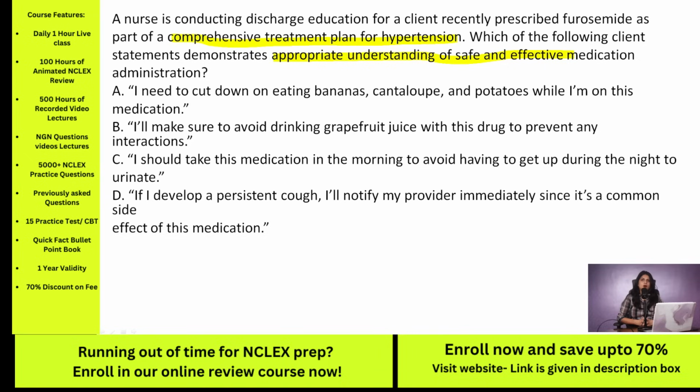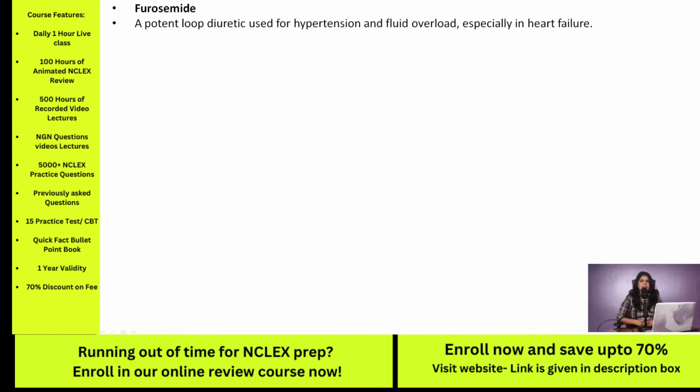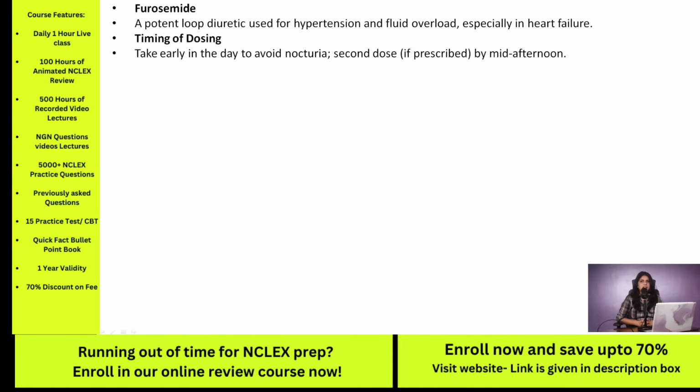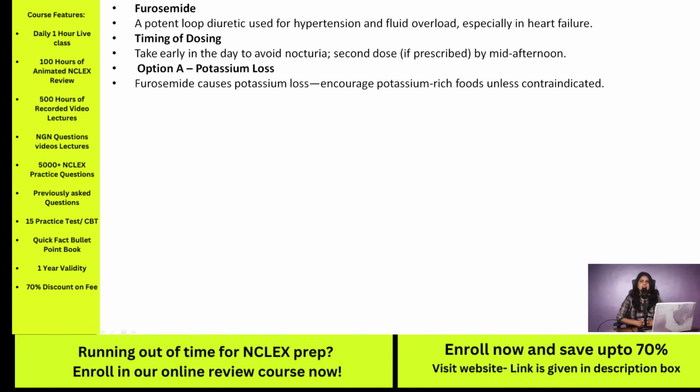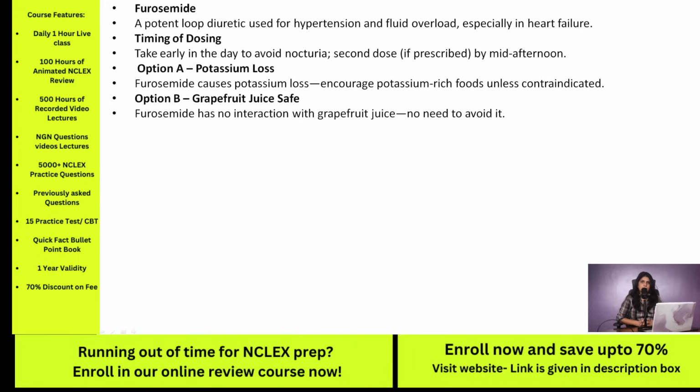The correct answer is option C. I should take this medication in the morning to avoid having to get up during the night to urinate. Furosemide is a loop diuretic that increases urinary output significantly. Taking it in the morning helps prevent nocturia and sleep disruption. Clients prescribed a second dose are usually instructed to take it no later than mid-afternoon.